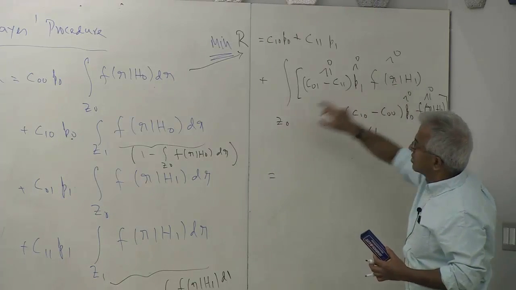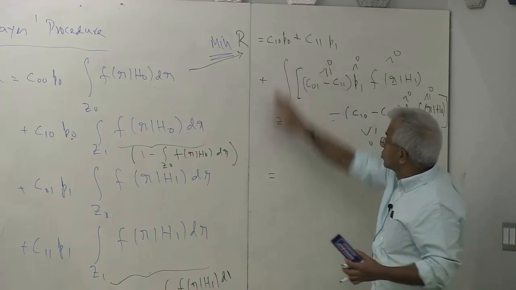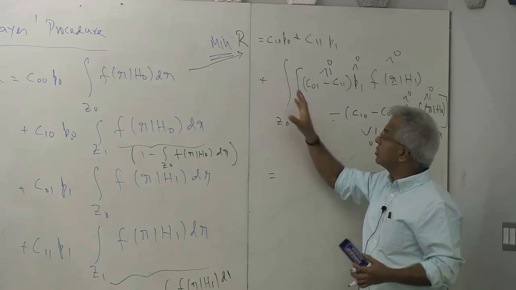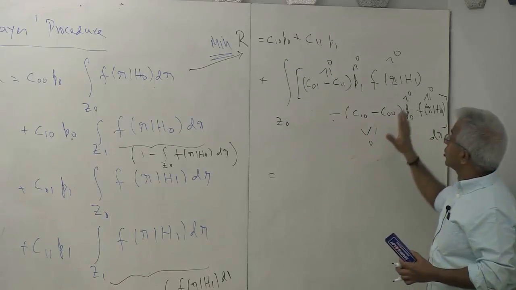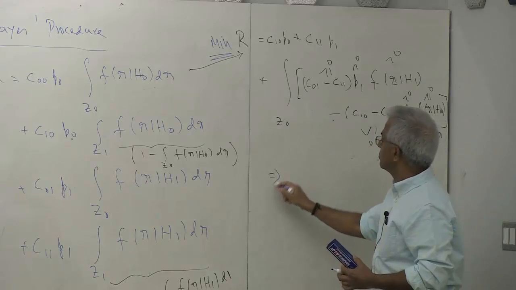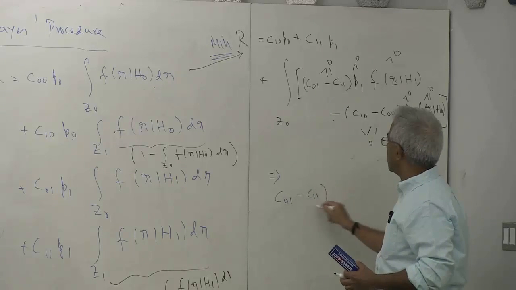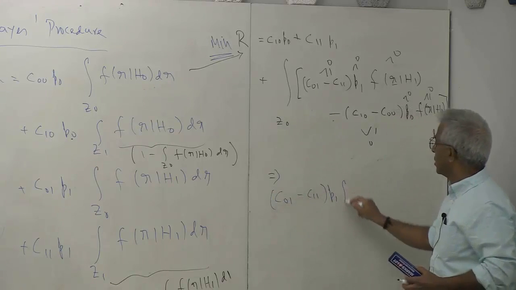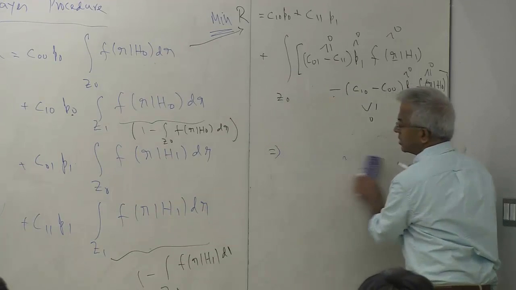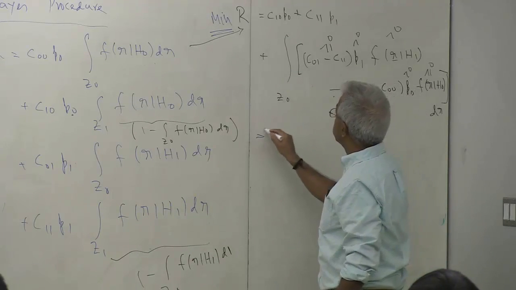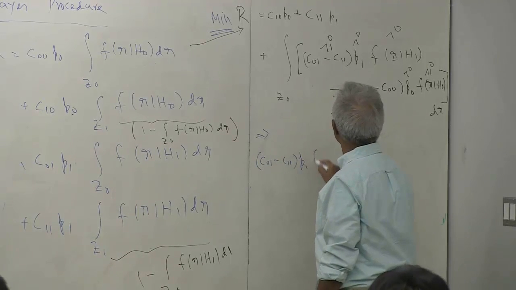Question is, should I put this r in Z0 or should I put this r in Z1? You put it in such a way so that this quantity turns out to be negative, so that something is subtracted and you do the minimization, right? So the argument is, so let me write the two cases here. So you have two cases, C01 minus C11 multiplied by P1 f(r given H1), and let me just write a little smaller. So C01 minus C11. I'm just copying what we have there.